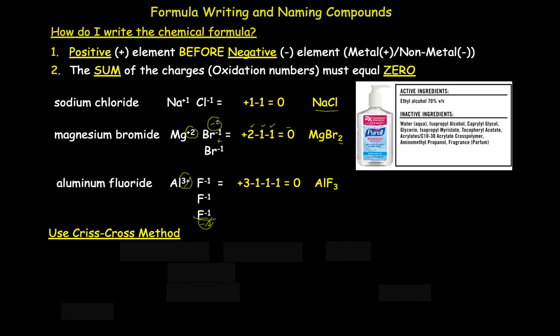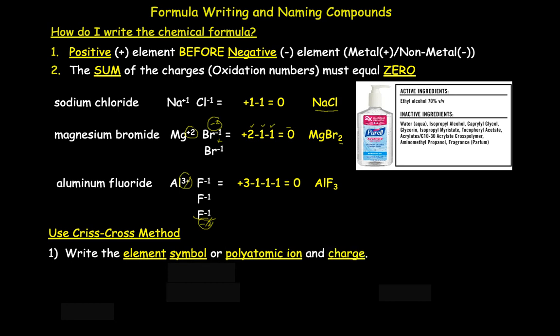So we're doing this so that we get to 0. The crisscross method is a simple method to get us to 0 very quickly. So what you would do is write the element symbol or the polyatomic ion and their charges. Okay, just like we did here. So you write your symbol and your polyatomic ion or your regular ion with a charge.